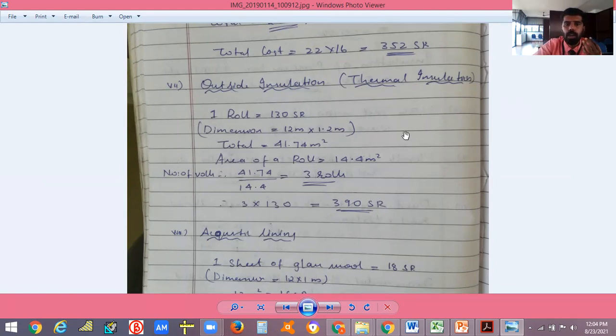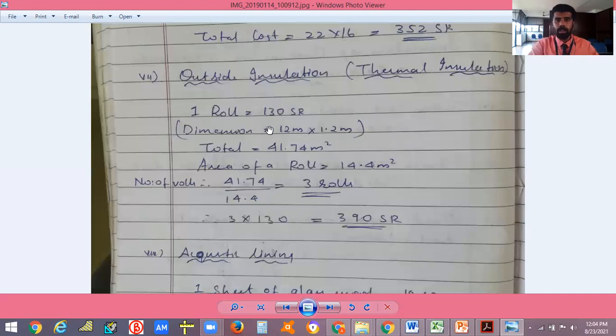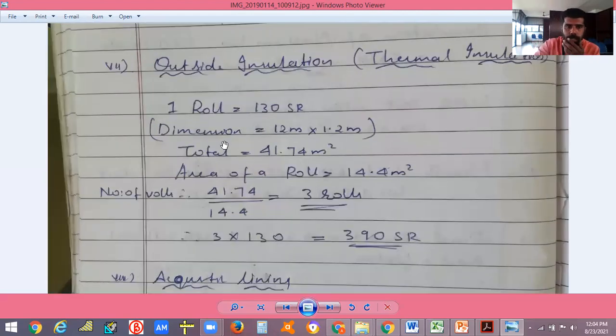So when you are going to buy an insulation, thermal insulation or acoustic insulation, you will be getting it in a roll only, one roll, two rolls like that. So one roll costs 130 Saudi Riyal for a thermal insulation. One roll means the dimensions will be 12 meter into 1.2 meter. 12 meter length and 1.2 meter width is one roll.